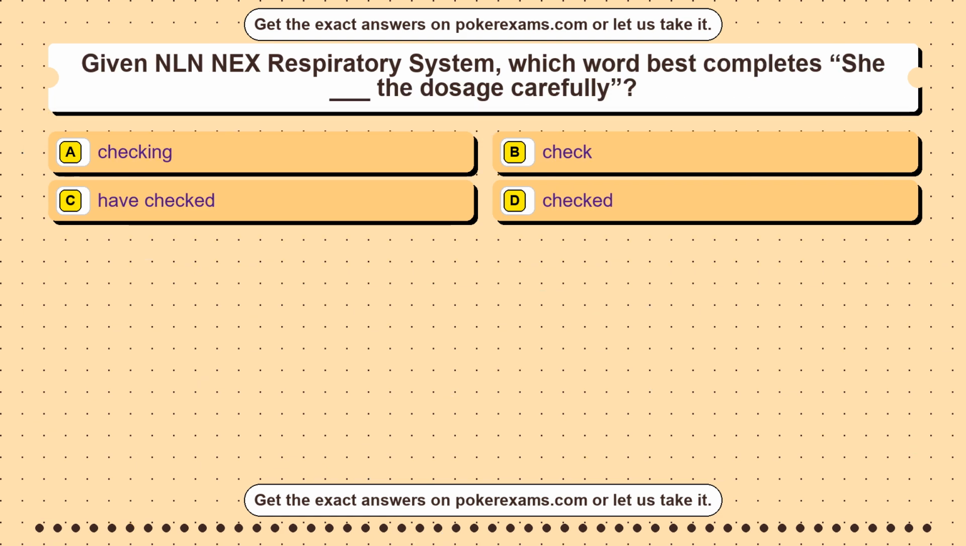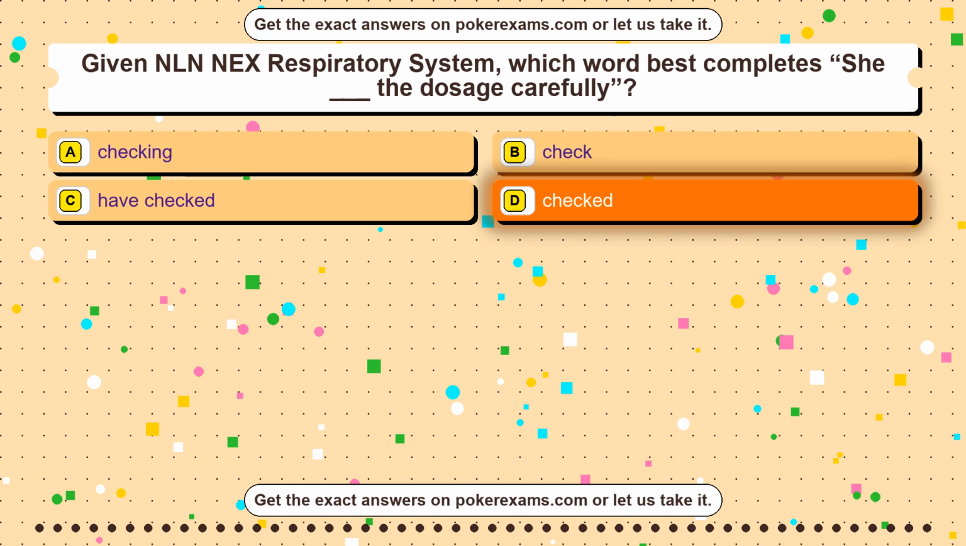Question 18. Given GED reading comprehension practice, which phrase best describes supply and demand? Option A. How planets orbit. Option B. How cells divide. Option C. How sentences combine. Option D. How price and quantity interact. The correct answer is option D.